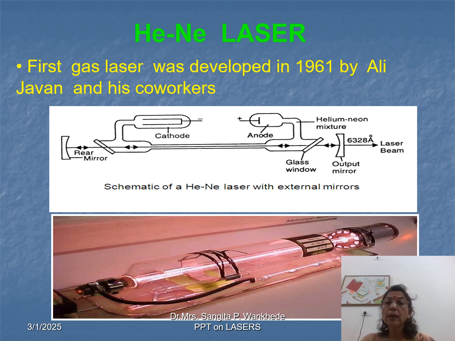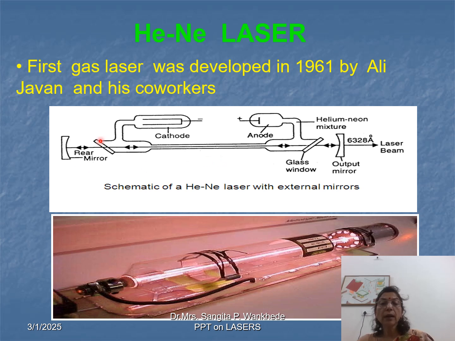Okay, then the helium neon laser. It's an optical cavity resonator, and the discharge tube is there. Here is a very narrow tube, its length is 50 centimeters and its diameter is 1 centimeter. It was developed by Ali Javan and his co-workers in 1961. So this glass tube is sealed by glass windows.